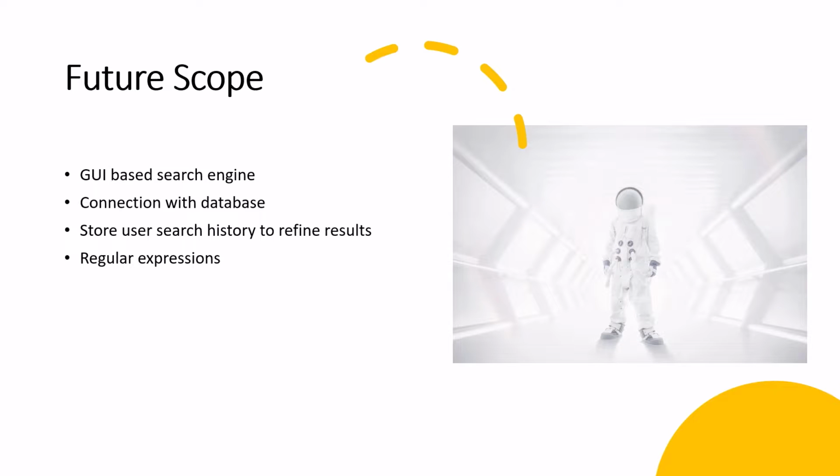Now next we'll talk about the future scope of the application. As you just saw, this is a console based application, so the next logical step would be to add a user interface to this. Another thing which we would do is connect this application to a database, and we can use that same database to store user preferences and user search history so that their results are refined as per their past history. Another thing which we could include in this are the regular expressions.